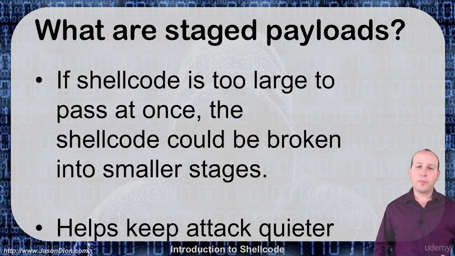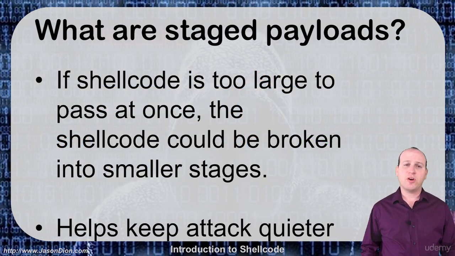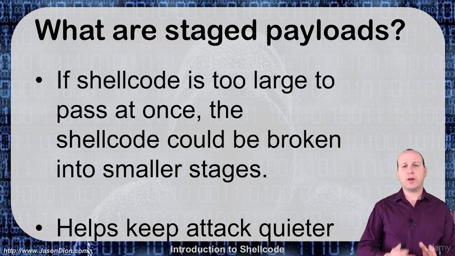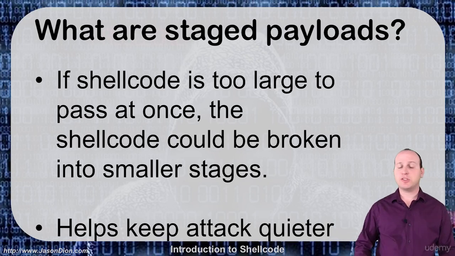Now, there's another type of payload out there that we talk about that's called a staged payload. What this is, usually the shellcode itself is too large to pass fully through a single stage. It would be caught too easily. So instead what we do is we break up that shellcode into many smaller stages, sometimes 1 or 2 or 3 or even 4. This happens to make the attack quieter.